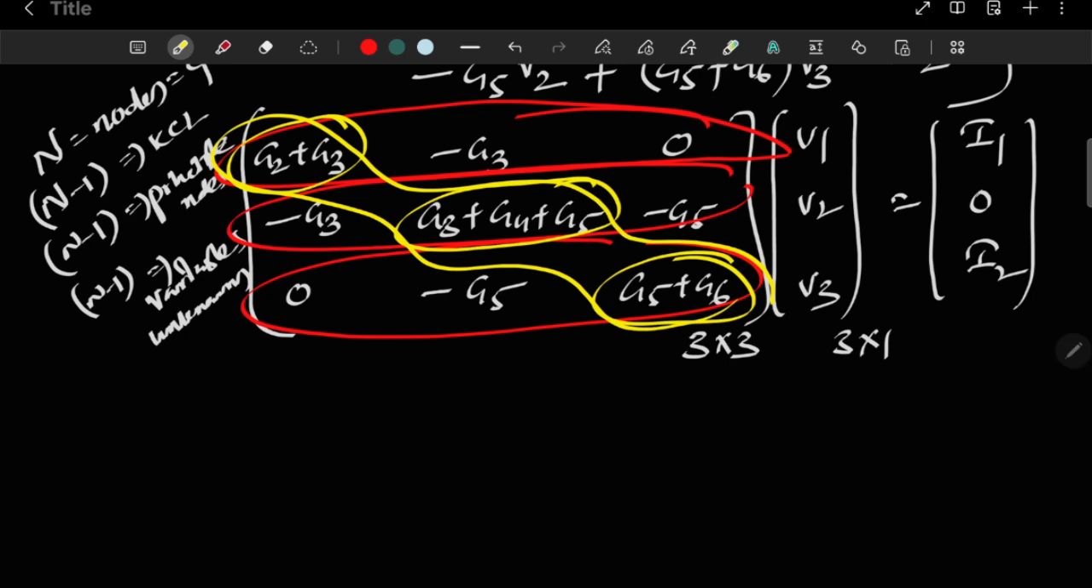Then why did you get minus G3 here? You are writing the KCL. This first row is indicating KCL at node 1. So this G3 is available between node 1 and node 2. Because it is related to node 1, it came already here. Since it is connected to node 2 also, we have to take minus G3. Like this you can observe things. This minus G3 is available here, this minus G5 is available here, and this 0 is coming here also. So if you transpose that matrix, you will get the same thing. So it is a symmetric matrix.